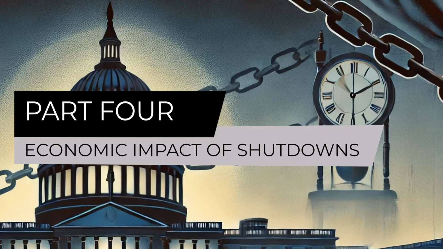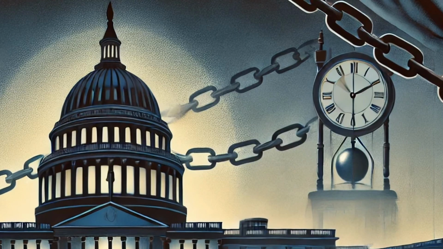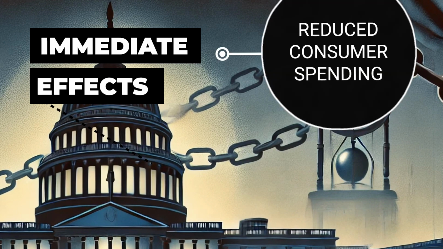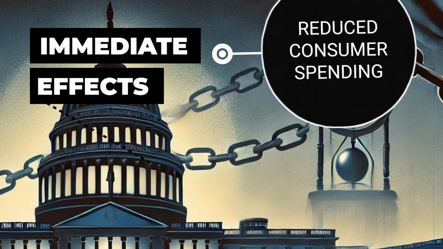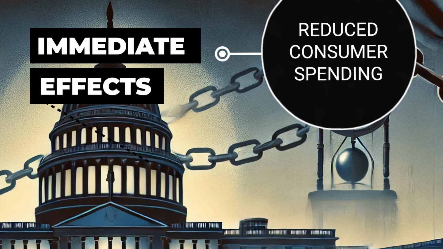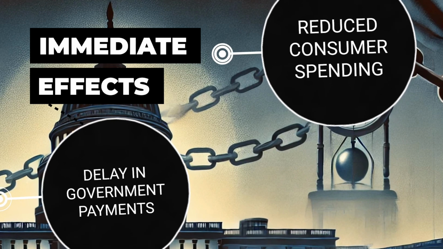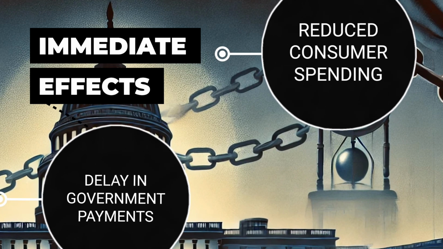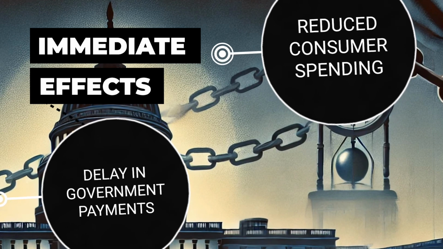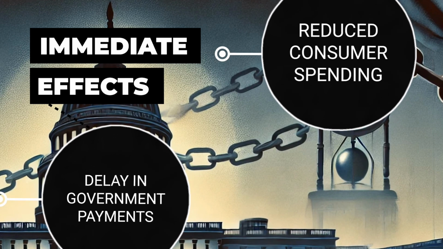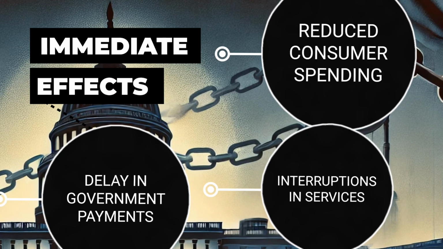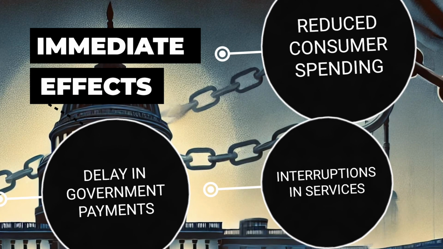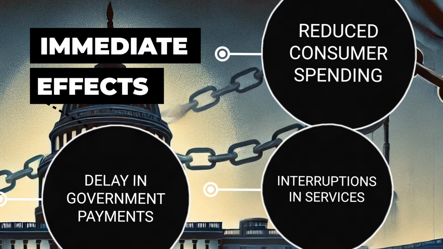Part 4. Economic impact of shutdowns. Immediate effects. Reduced consumer spending. Furloughed workers and those working without pay may cut back on spending, affecting local businesses. Delay in government payments. Payments to businesses and individuals, such as tax refunds or government subsidies, may be delayed. Interruptions in services. Closure of national parks affects tourism revenue. Delays in permits can stall business projects.